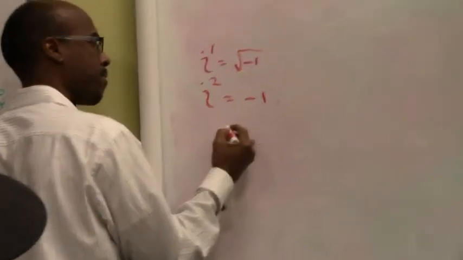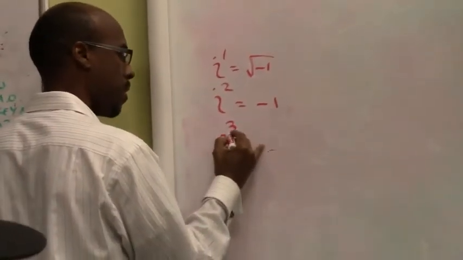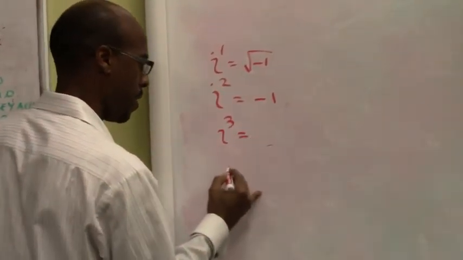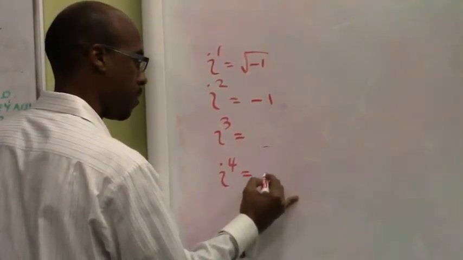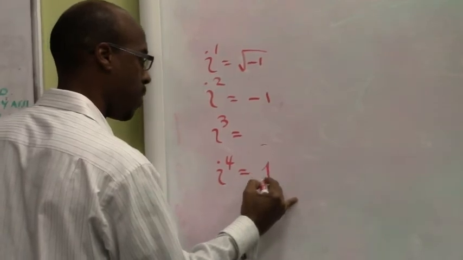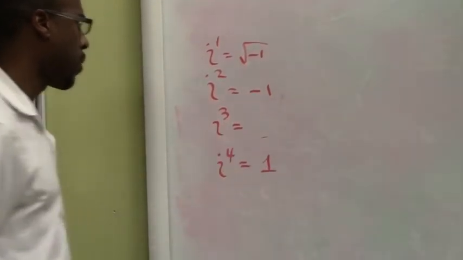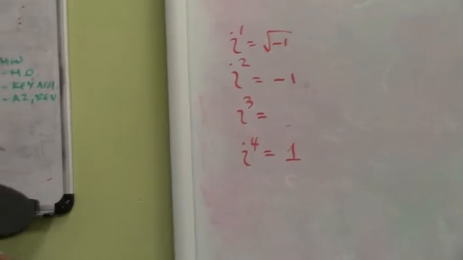Hold on. Forget that. I to the fourth power is an important one. Then I to the fourth equals a regular 1. That's the guy I'm trying to get to. I to the third, what are you? Oh no, watch this.